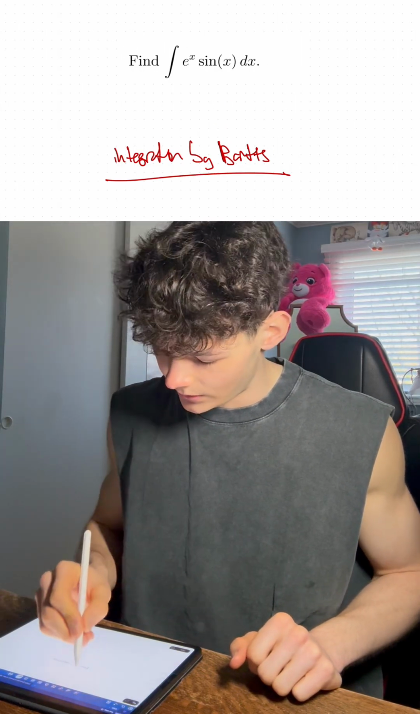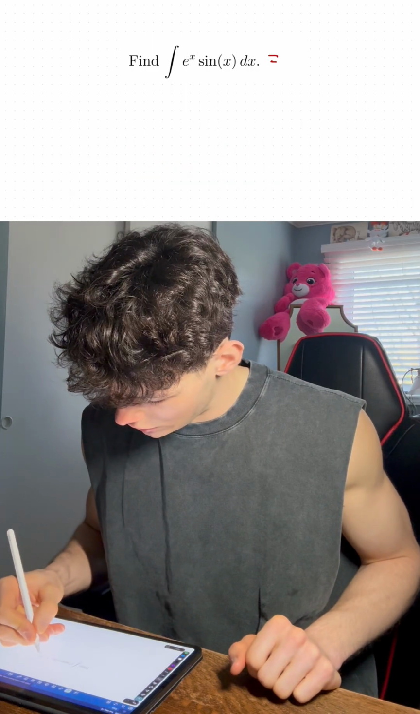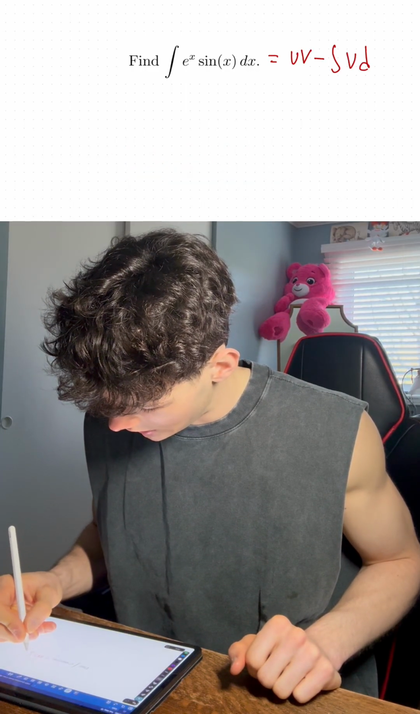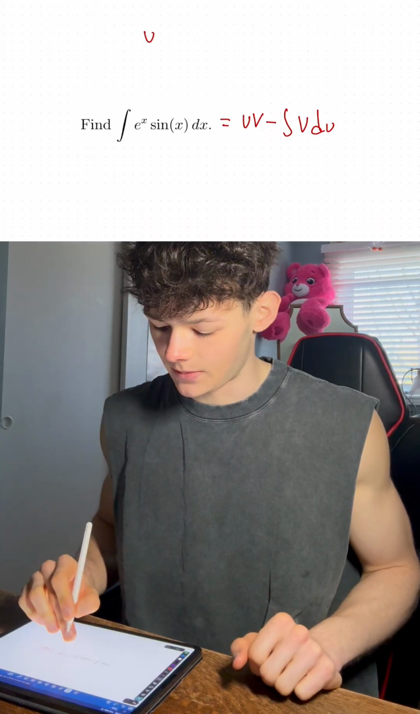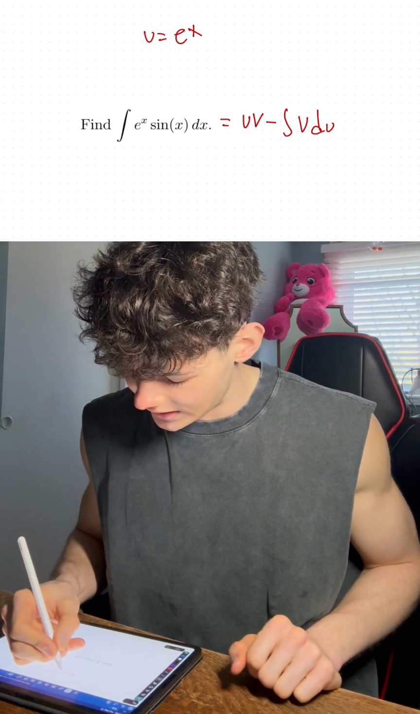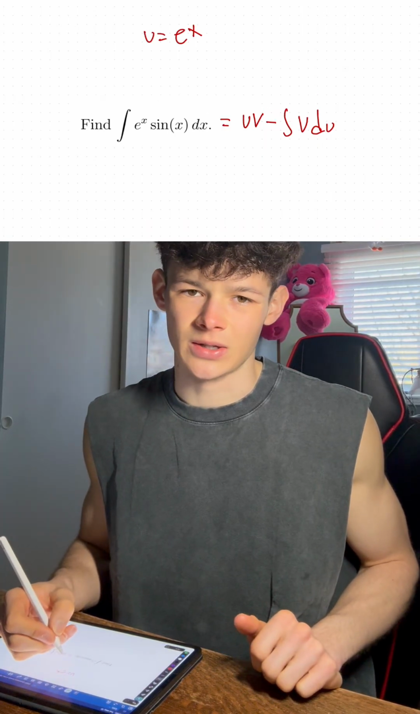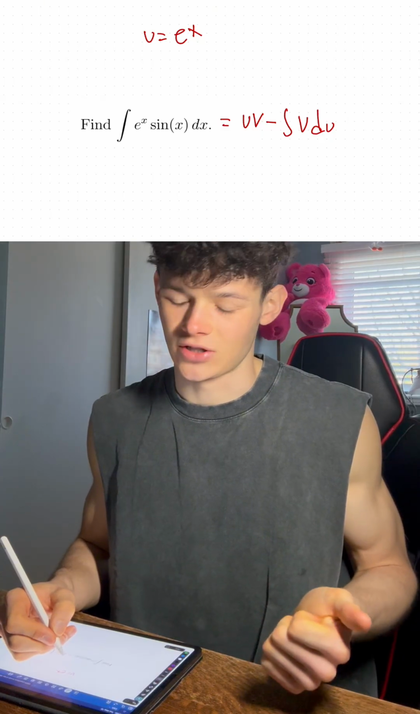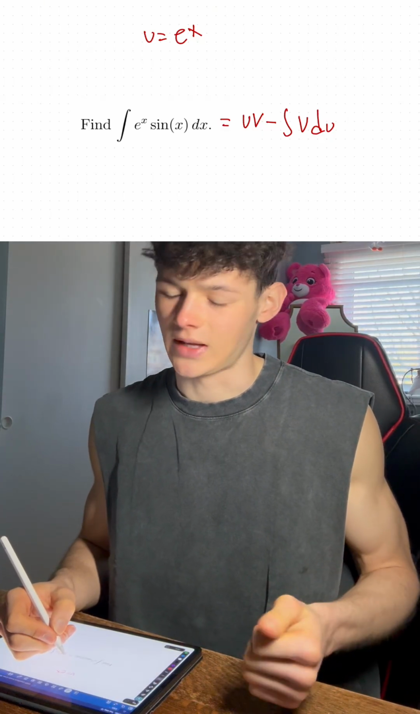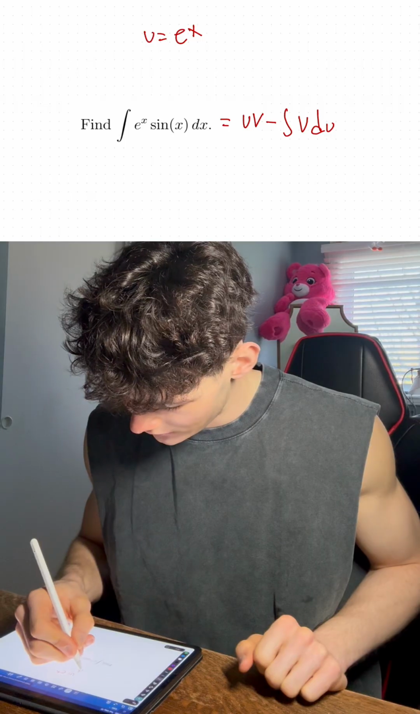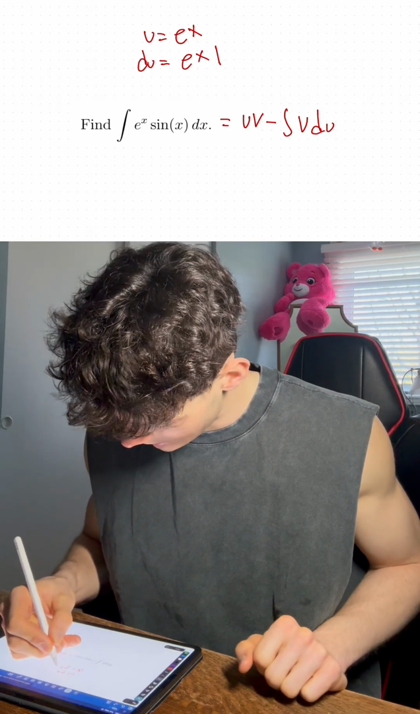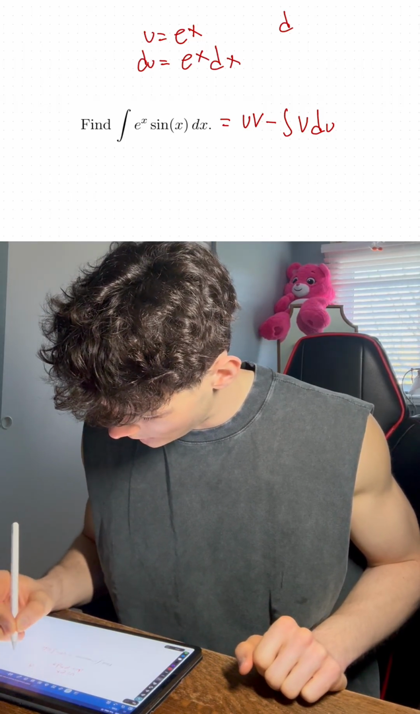We know that the formula for integration by parts is uv minus the integral of v du. To set our parameters now, we'll set u is equal to e to the x. Generally, you want to set u is equal to a polynomial. Cosine x, sine x is also really good, but if you have e to the x, that's basically always going to be your u. And the derivative of u is just equal to e to the x times dx.